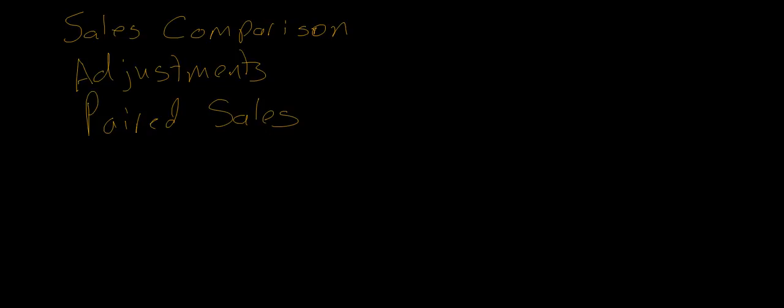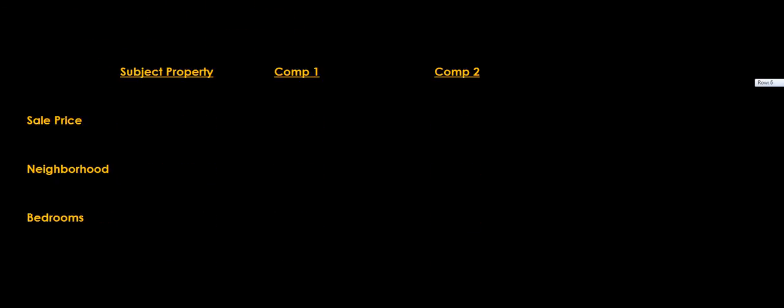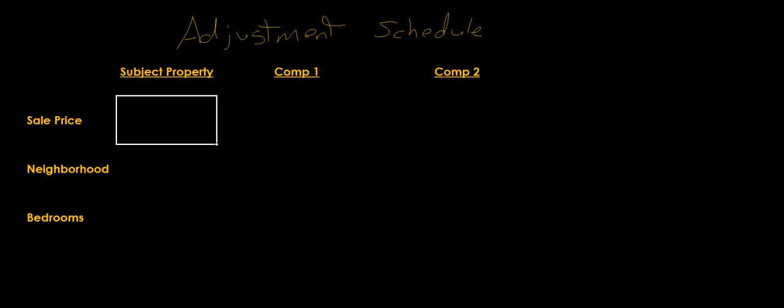I'm going to scroll down here to something called an adjustment schedule. Right here, this is an adjustment schedule. If you've ever had an appraisal done on your home, you'll see that appraisers will take the characteristics of your subject property. Essentially, what we're trying to do is determine the sale price of your subject property, but we don't know that yet, so let's kind of X that out.